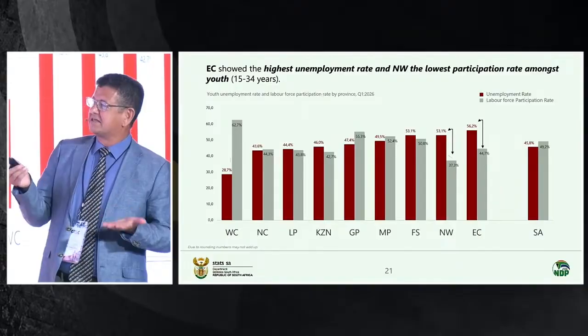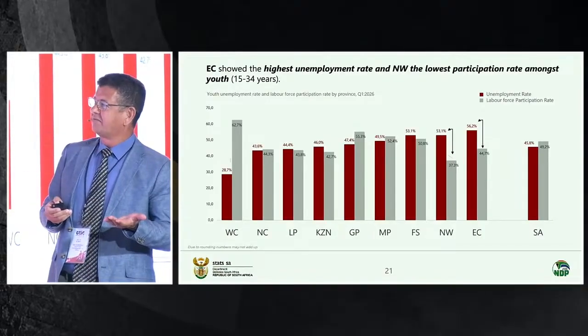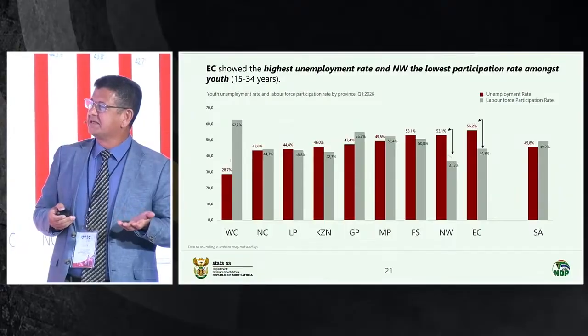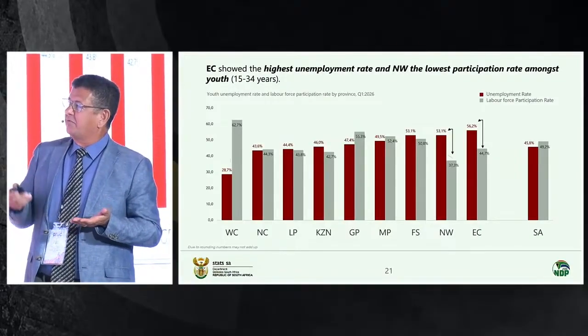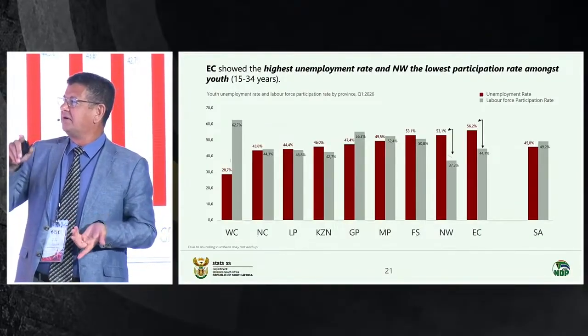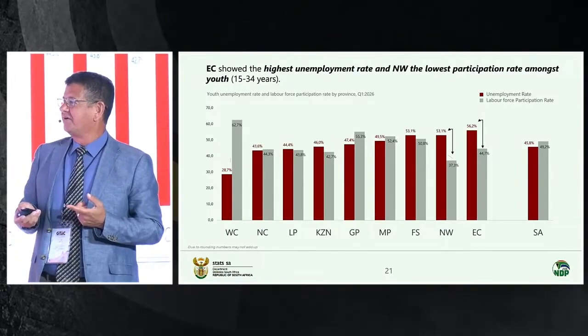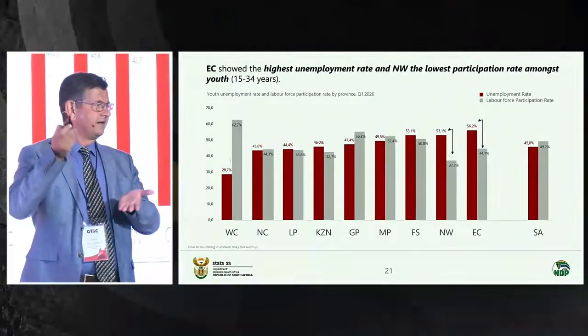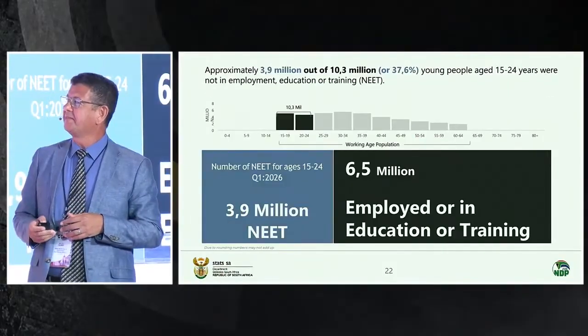Just look at the differences that we, for example, see on the left-hand side of this slide. The unemployment rate in Western Cape, 28.7. Labour force participation is 62. But the numbers are the other way around if we go to Northwest and the Eastern Cape, where the grey and the red change their sides.